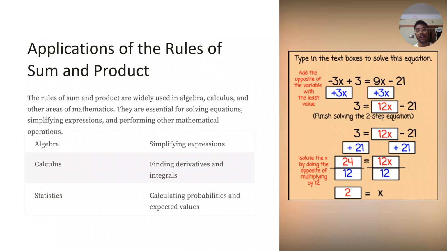Then we have applications of the rules of sum and product. The rules of sum and product are widely used in algebra, calculus, and other areas of mathematics. They are essential for solving equations, simplifying expressions, and performing other mathematical operations. In algebra, they can be used for simplifying algebraic expressions. In calculus, they are used for finding derivatives and integrals, and in statistics, we can use them for calculating probabilities and expected values.